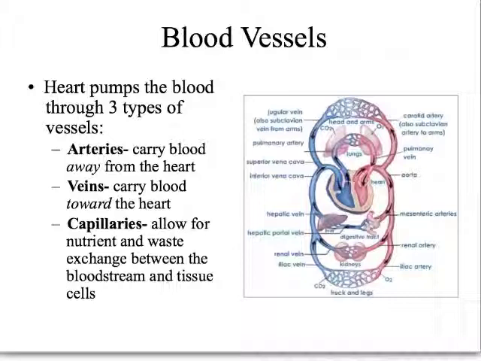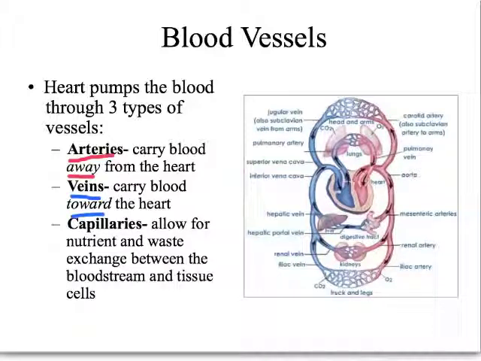So the heart pumps the blood through 3 types of vessels. We have arteries that carry blood away from the heart. We have veins that carry blood toward the heart. Okay, so that's important to know. Arteries go away, veins go towards the heart.